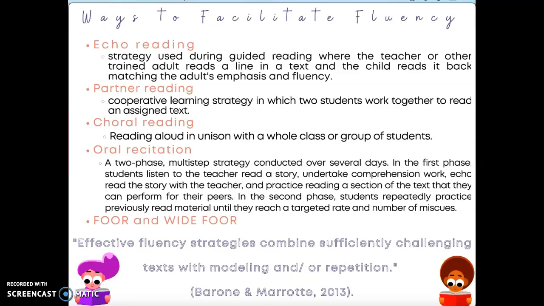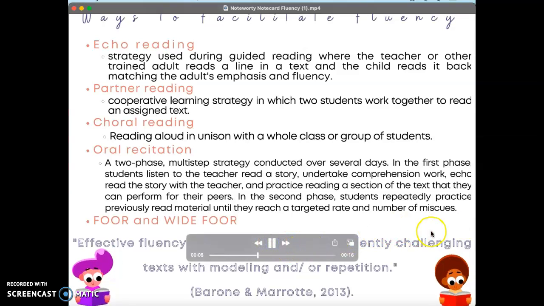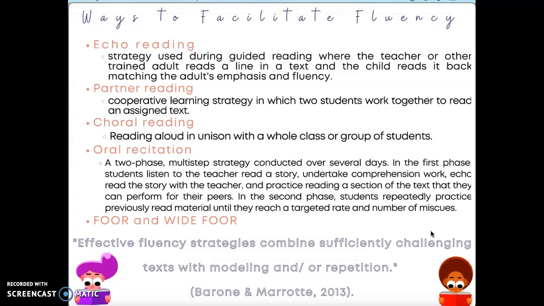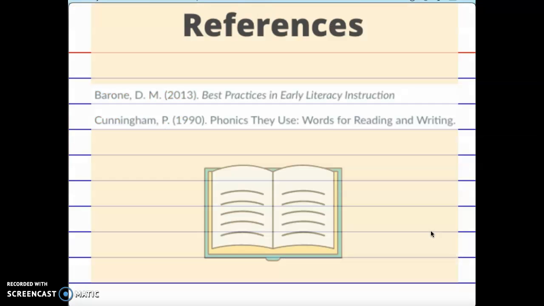And then a strategy that stood out to me is: effective fluency strategies combine sufficiently challenging text with modeling and or repetition. So I wanted to remember not to just incorporate fluency, but also do it effectively with the five strategies that I listed above. And then I included, again, some animations just to make it fun. And overall, this is how I decided to do my Noteworthy note card.